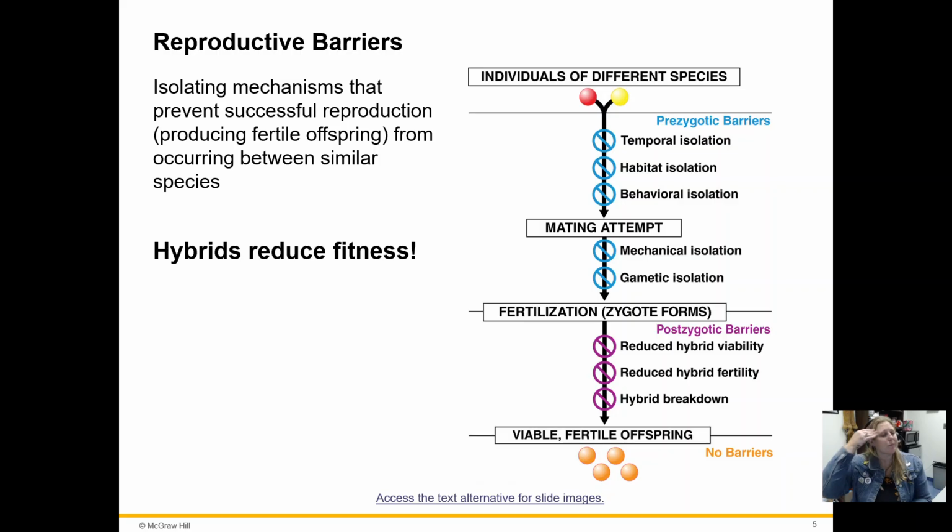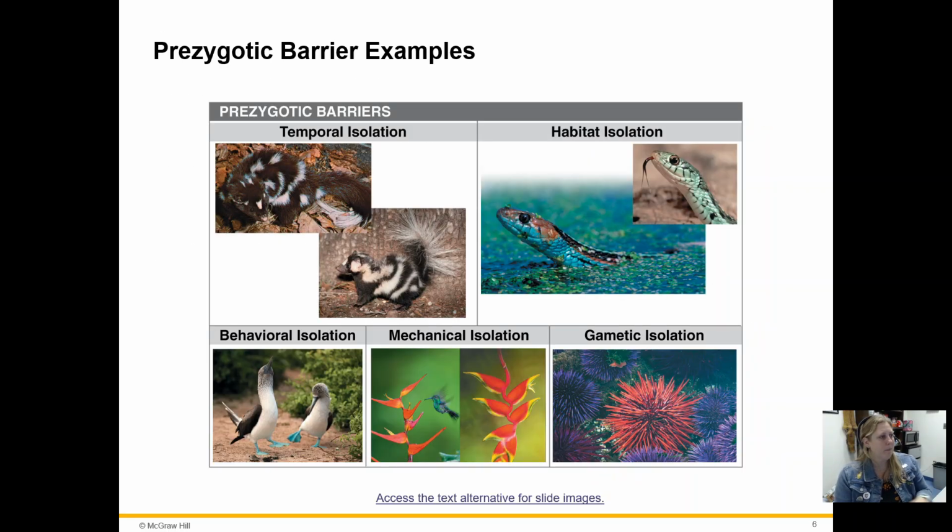Okay, so there are 5 different prezygotic barriers and 3 different postzygotic barriers. Let's talk about them with pictures because pictures are helpful. Okay, so in our prezygotic barriers, we have temporal isolation. Temporal isolation is not referring to temperature, it's referring to time.